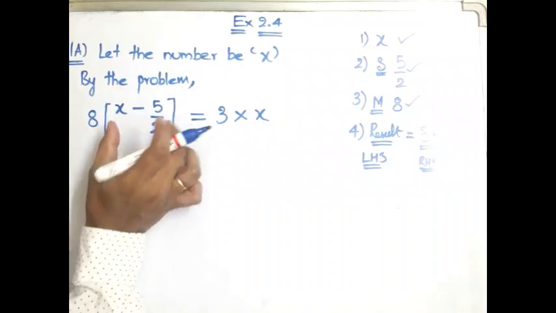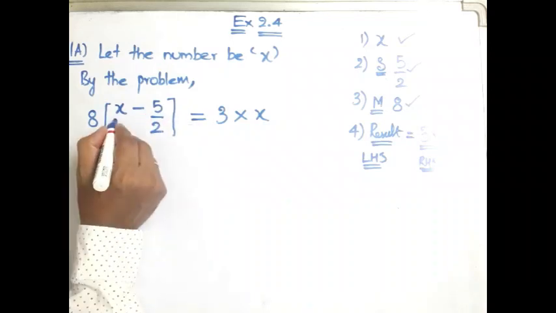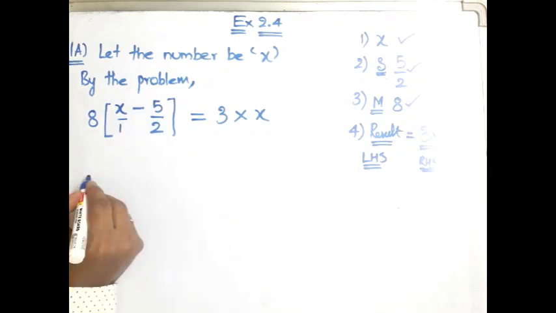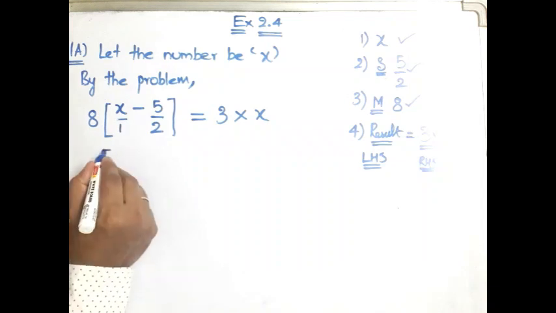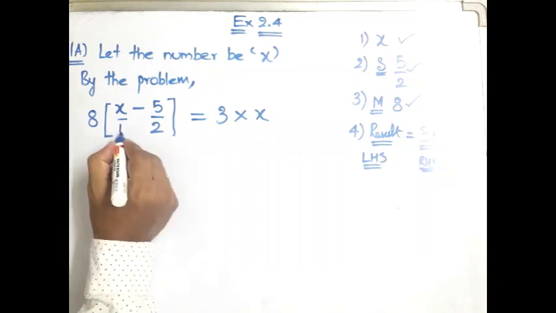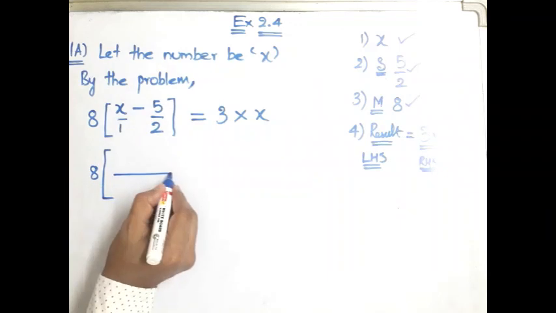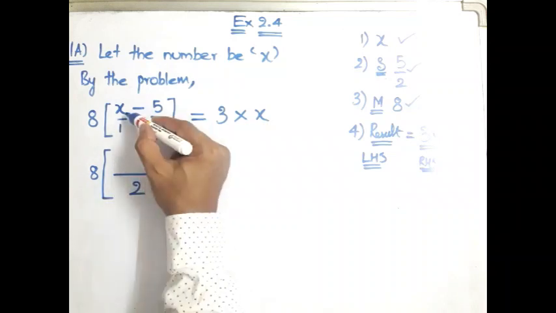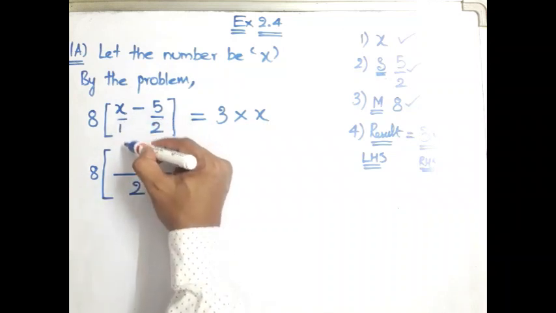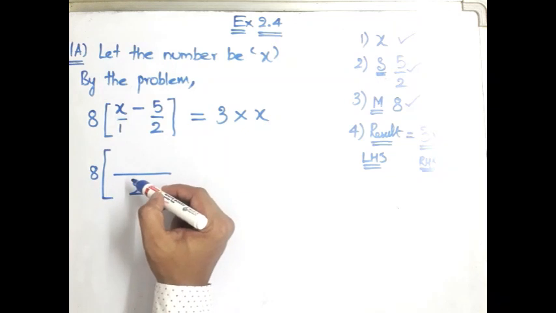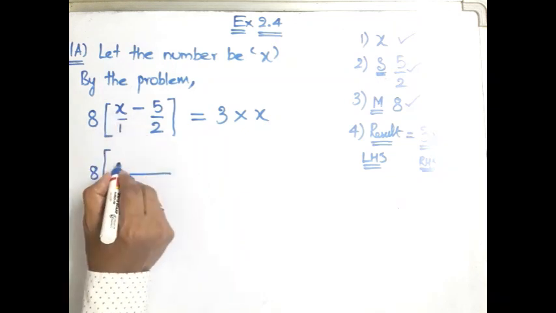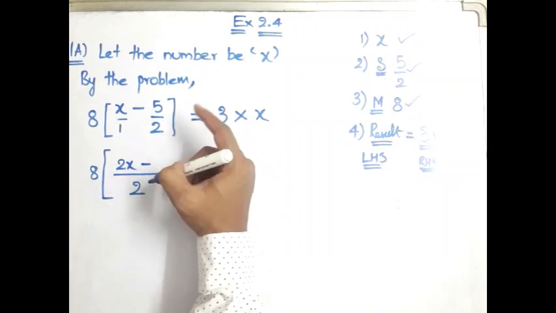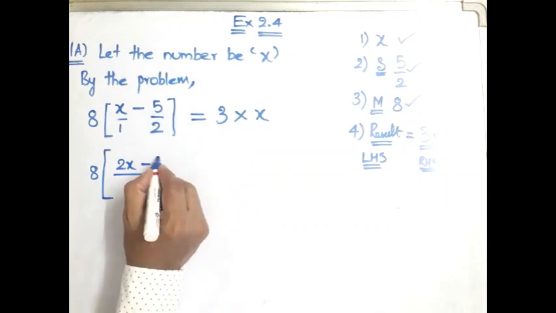So 8 into (x minus 5 by 2). Here x doesn't carry any denominator, so we will take it as 1. Now the LCM of 1 and 2 is clearly 2. We have the numerator x here. How many times is 1 in 2? 1 2s are 2. So 2 into x, 2x, minus. How many times is 2 in 2? 1 time. So 1 into 5, 5.